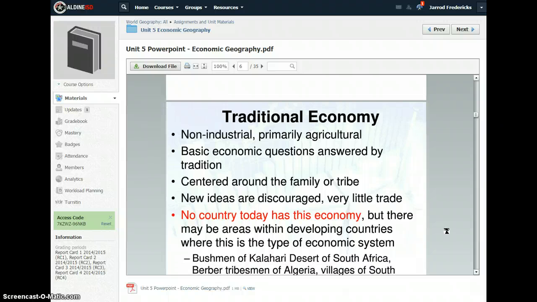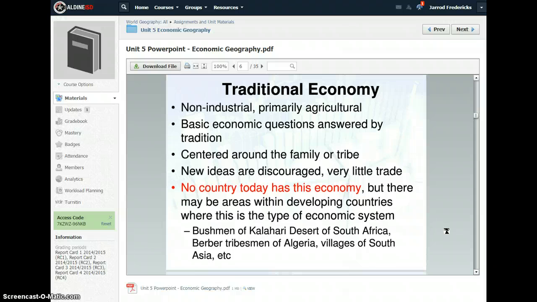Traditional economy is a non-industrial, primarily agricultural economy. Agricultural meaning growing things. It is a farming-based economy. They're not producing manufactured goods. They're not operating factories. They are simply working the land. Their basic economic questions, those 3 questions we looked at, are answered by tradition, where it is centered around the family or tribe, where they get all of their knowledge and their skill from their ancestors, from their parents, from other family members, and it is passed down from generation to generation.